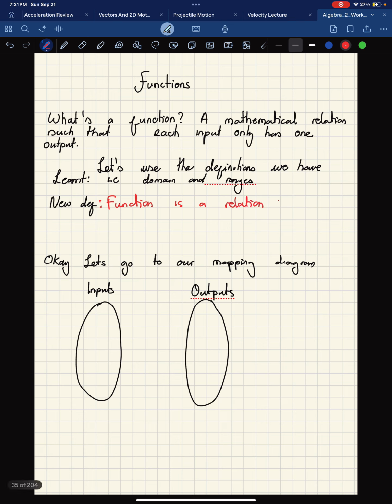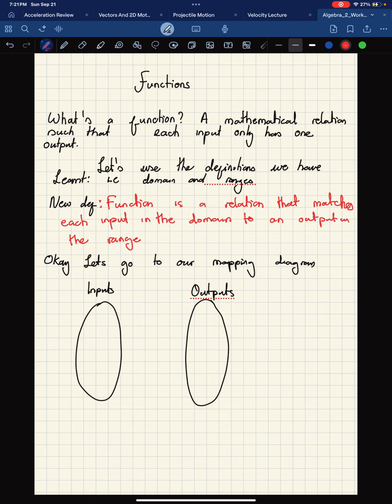But you could say that a relation that matches each input in the domain to an output in the range. All right, we have a new and improved function definition.